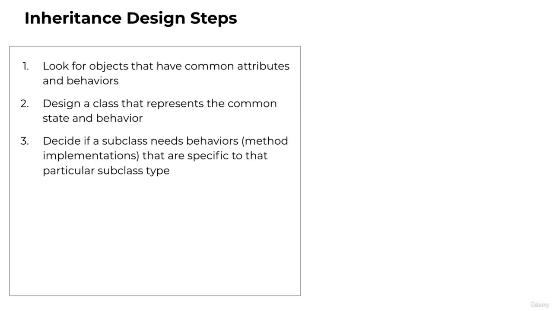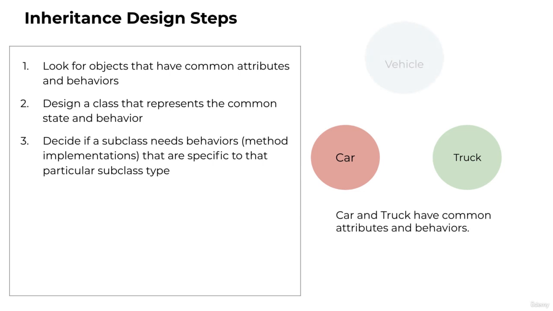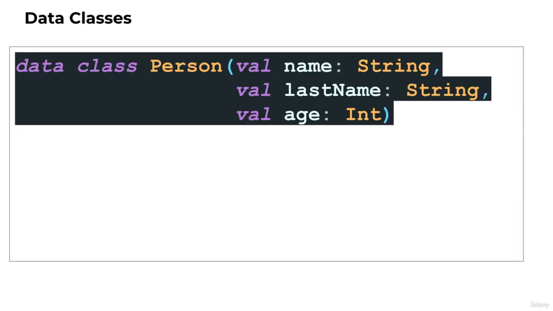And again, we talked about inheritance design steps. One, you have to look for objects that have common attributes. For instance, we see this car, truck, and vehicle as the superclass. And two, you have to design a class that represents the common state and behavior. And three, decide if a subclass needs behaviors, in this case, method implementations, that are specific to that particular subclass type. And of course, we finished with data classes.